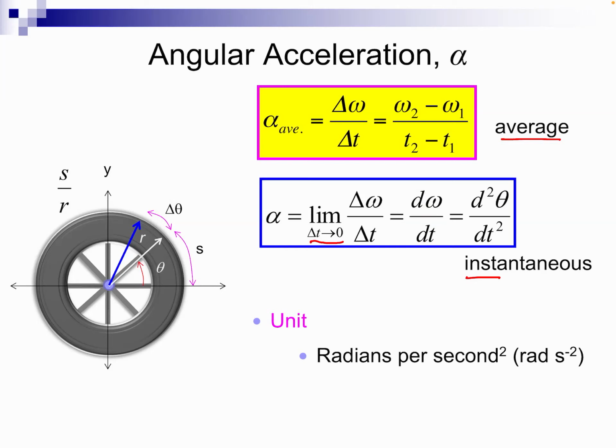And if we recall also that omega, the instantaneous angular velocity, is equal to d theta over dt, then the angular acceleration will be the second derivative of position theta with respect to time.